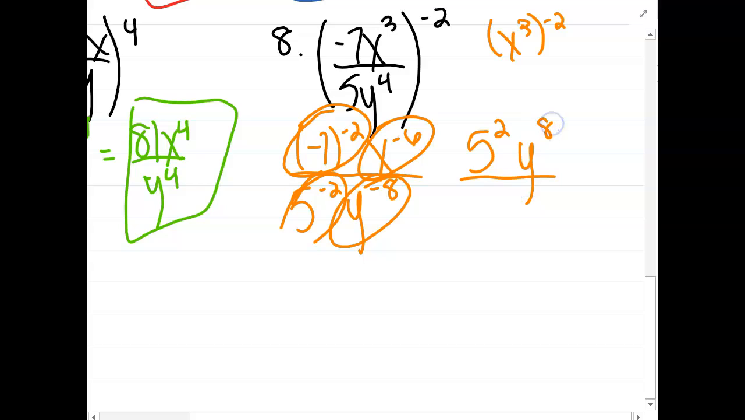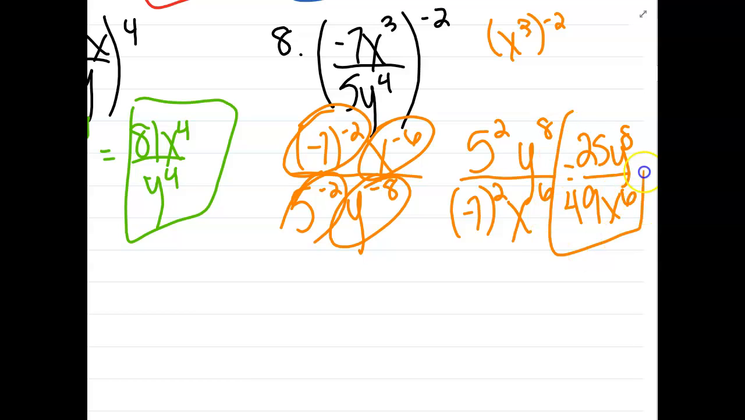Y to the 8th. Now be careful here because when you take that negative 7, the 7 stays negative. It's still a negative 7. What changes is the 2. The negative 2 becomes a positive 2. And then it's going to be an x to the 6th. And then lastly here, 5 squared is 25. Y to the 8th. Negative 7 squared, negative 7 times negative 7, would be 49. X to the 6th would be your answer.